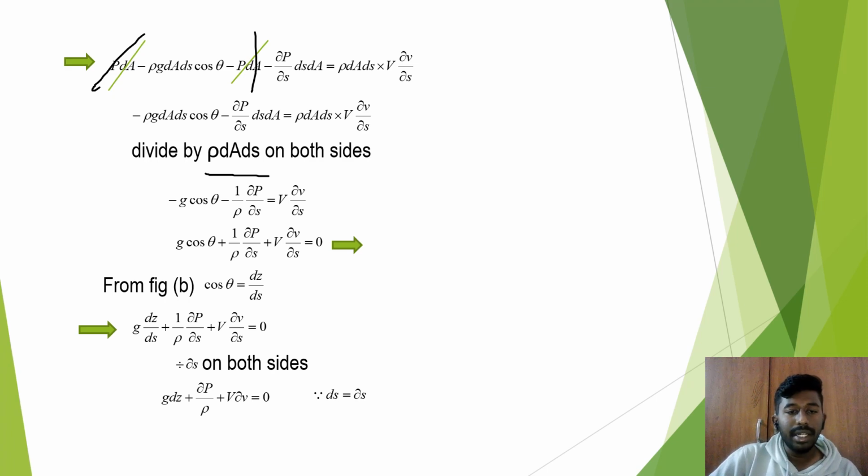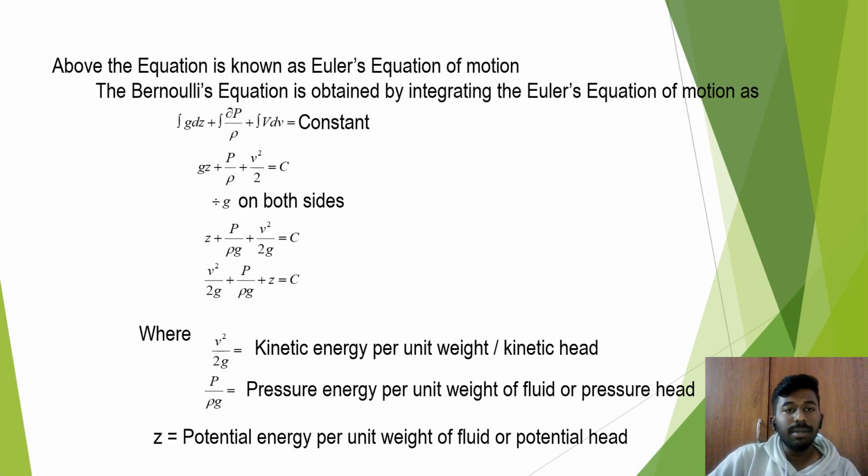Now by dividing by del s on both sides, del s is eliminated. We get g into dz plus dp by rho plus v into dv is equal to 0. You can see here that ds is equal to del z. Now moving on to the last slide. The above equation is known as Euler's equation of motion.